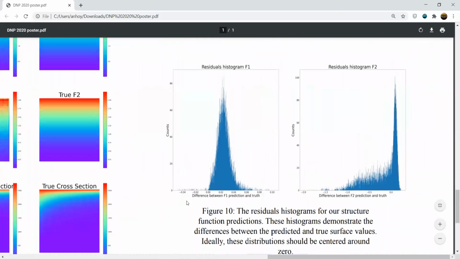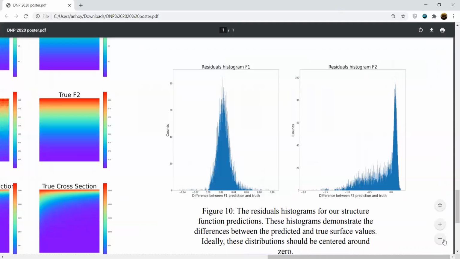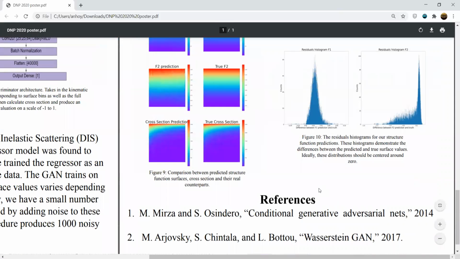So a residuals histogram is essentially just a histogram showing the distribution of the difference between our true and predicted surfaces. As you can see, this one for F1 is centered around about 0.02, and the one for F2 is a little bit greater than 0. Ideally, both of these should be heavily centered around 0, and the distribution should be very thin. But since these are works in progress, we're still working towards that, and we hope to have good results for you, hopefully by next DNP.